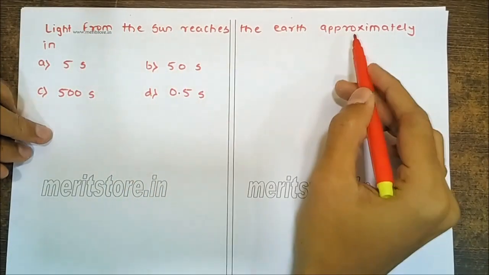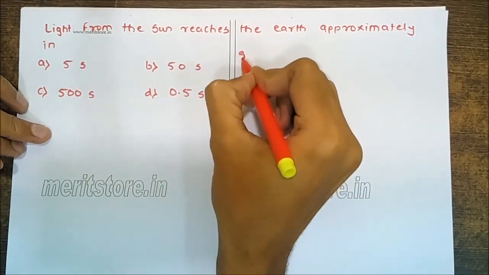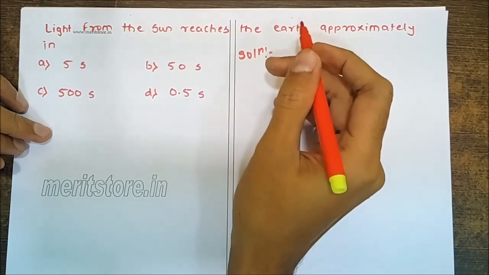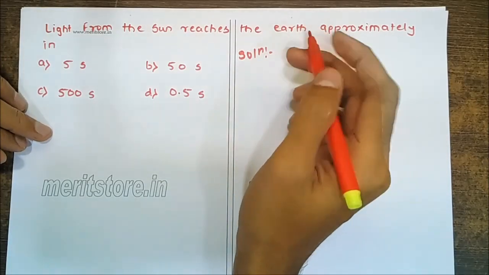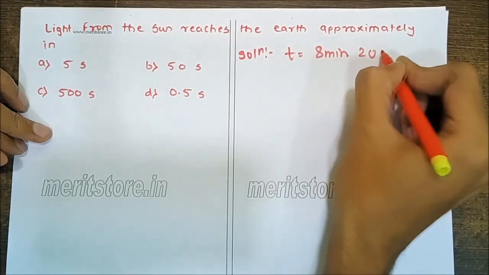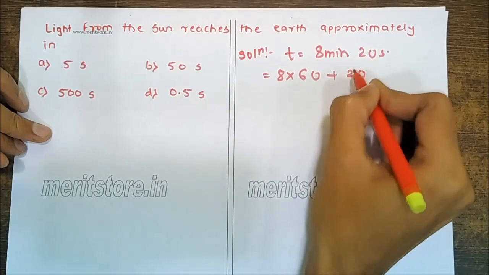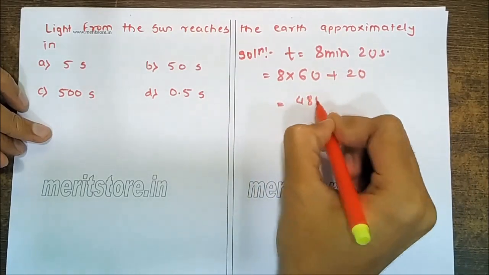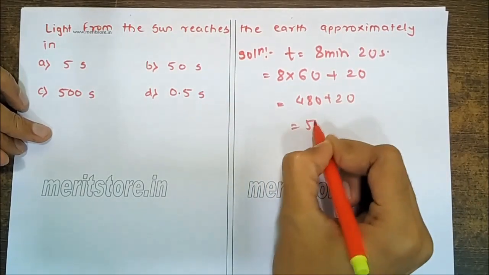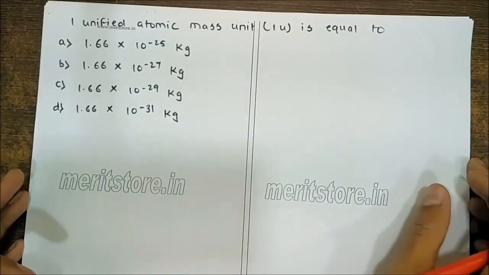Light from the sun reaches the earth approximately in 5 seconds, 50 seconds, 500 seconds, or 0.5 seconds. So the time taken by the light to reach earth from the sun is t, which is equal to 8 minutes and 20 seconds. So 8 minutes is 8 into 60 seconds plus this 20 seconds, that will be 480 seconds plus 20 seconds, that will be around 500 seconds. So C is the correct option.